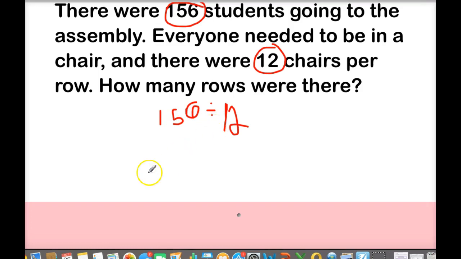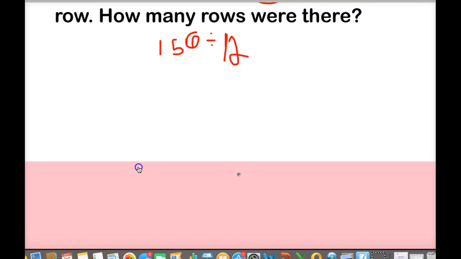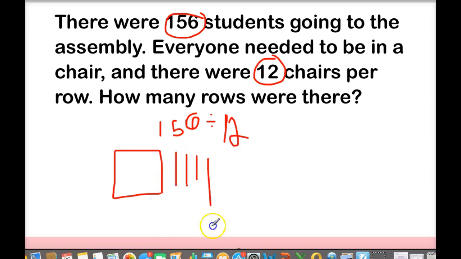Now, what I have to do is, again, build my dividend. Think of this as rows of chairs. So, first of all, I know that there are 12 chairs in a row. So, I'm going to make my 156. Okay, so there's my 156.